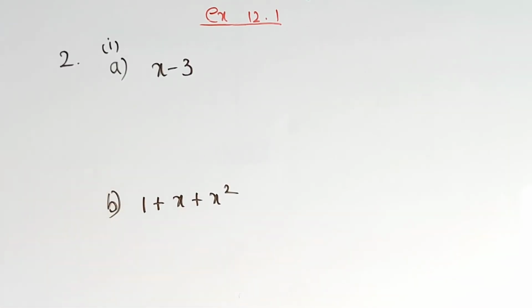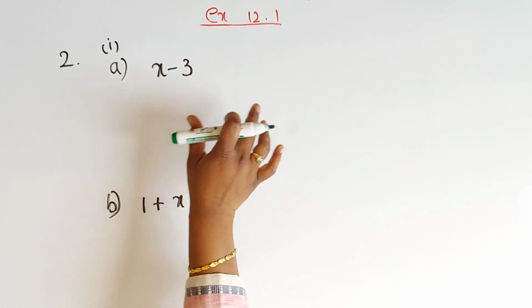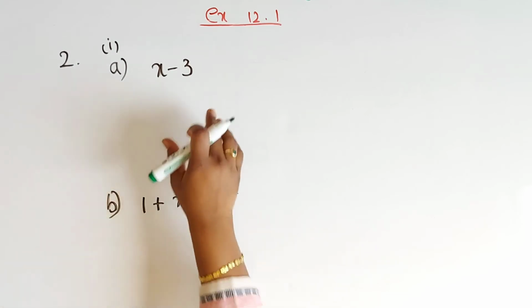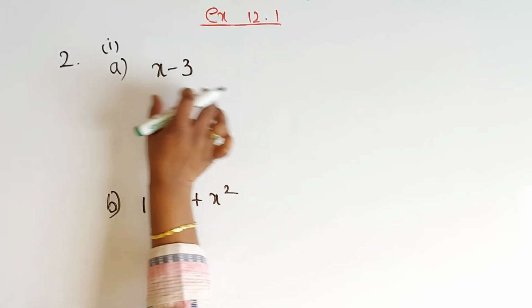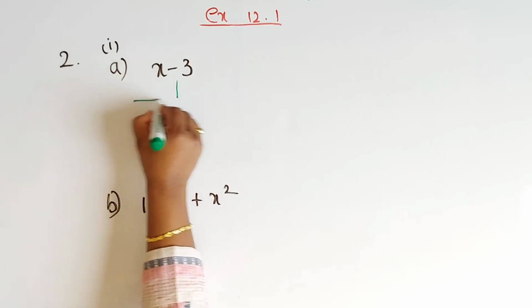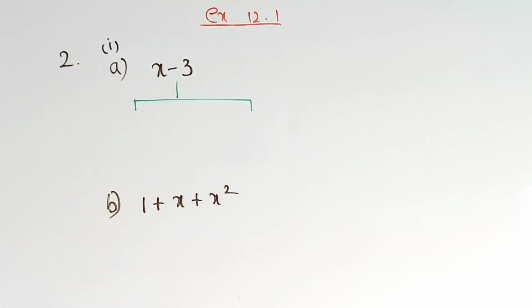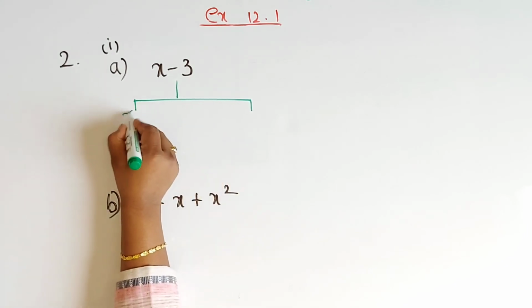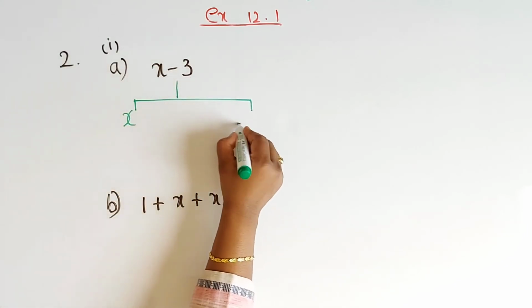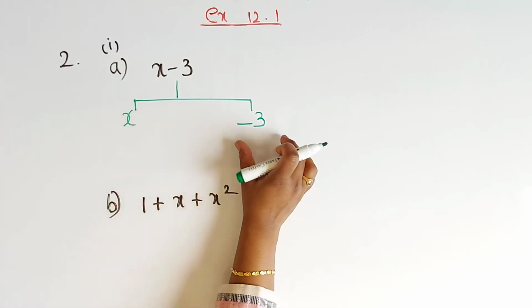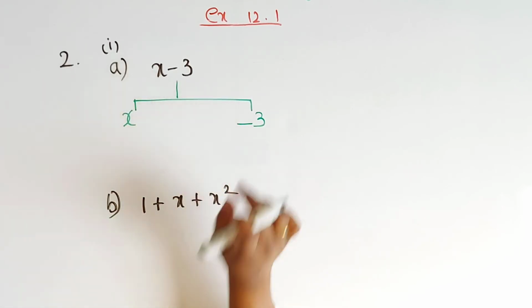Second question, first one children, identify the terms and their factors in the following expressions. Show the terms and factors by tree diagram. First one, x minus 3. We have two terms here. Right children? So 2 terms means 2 sides I am writing here. Here x and second term is minus 3. Right children? One term is x, another term is minus 3, with sign you have to write.